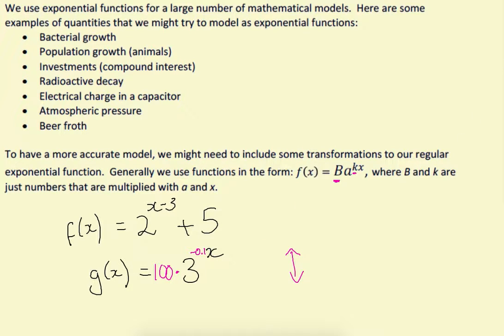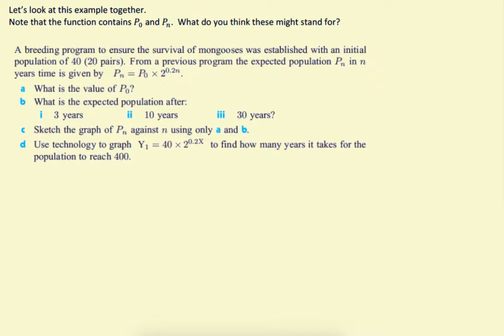Let's take a look at an example together. This example should be on the next page of your booklet. We've got a breeding program to ensure the survival of mongooses. It was established with an initial population of 40 animals, so 20 pairs. From a previous program, the expected population, P subscript n, in n years' time is given by this function. So let's just take a look at the variables we've got.